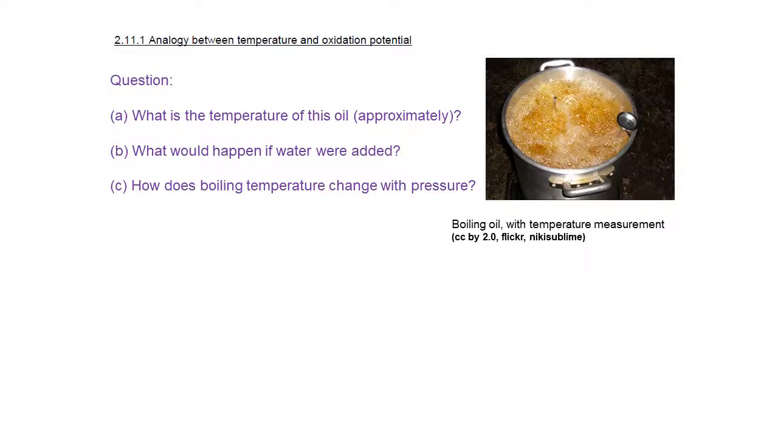Question 1, what is the temperature of the oil in the fryer? Answer, probably about 220 to 250 Celsius is the boiling point of a typical frying oil.